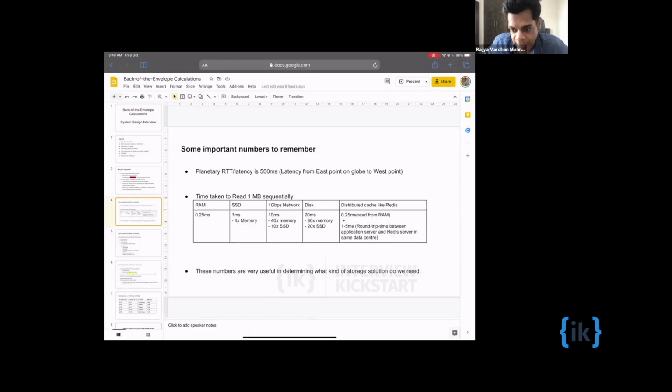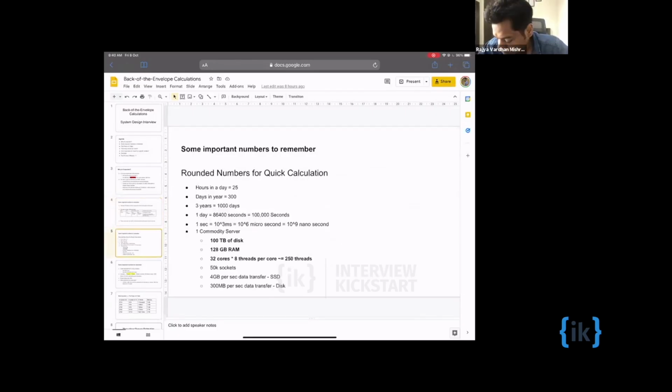Okay, so let's move to the next one. The numbers in this slide are again very important. These numbers are going to help you to do very quick calculations.